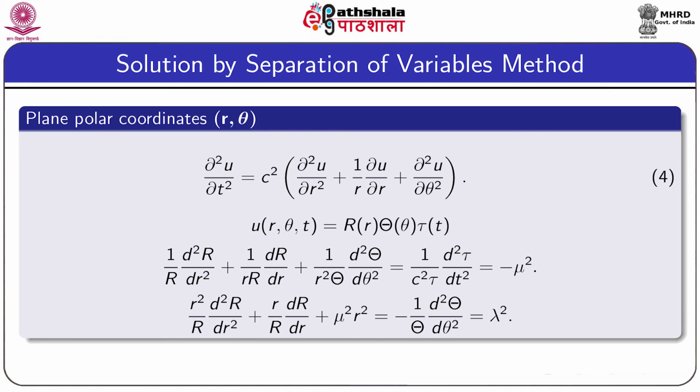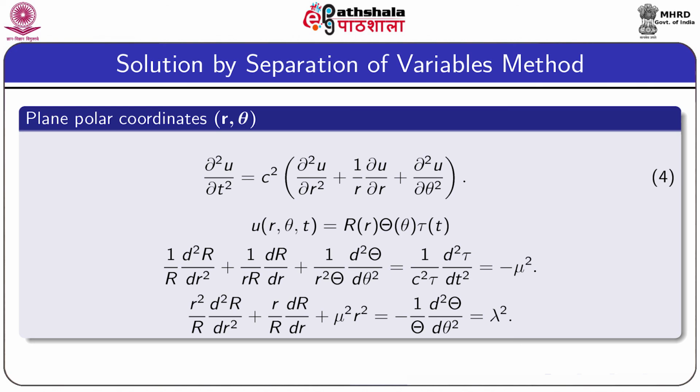Now, we are going to find the solution of the two-dimensional wave equation in the plane polar coordinate system. The wave equation in plane polar coordinate system can be written in the form given by equation number 4. Here we are using the same strategy, means we are using the separation of variables method to find the solution. For that purpose, we are writing the solution u as a product of capital R, capital Θ and T.